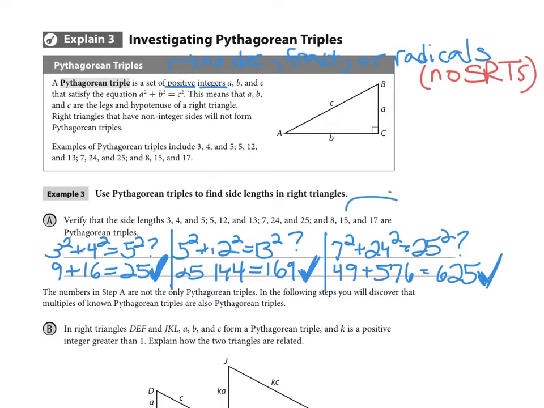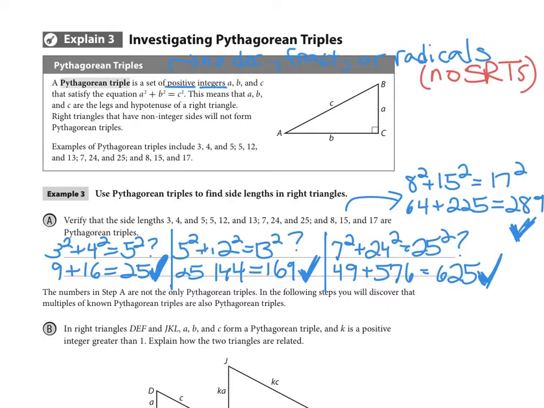The very last triple I'll do up here because I'm running out of room on the right-hand side. So that would be, does 8 squared plus 15 squared equal 17 squared? And yes, it does. We've got 64. 15 squared is 225, and that does come out equal to 289. So all four of those triples check out.